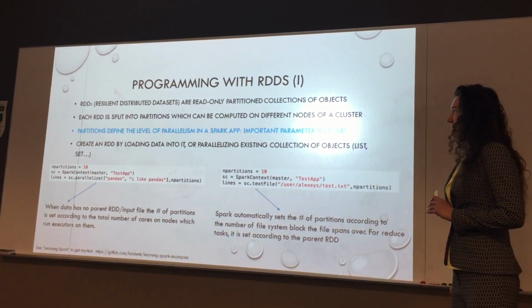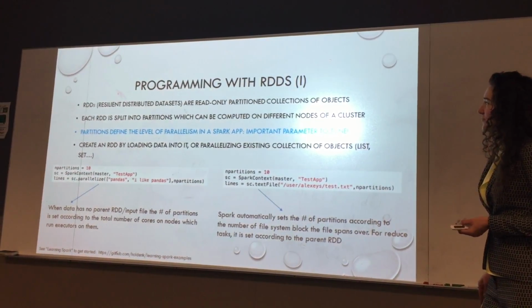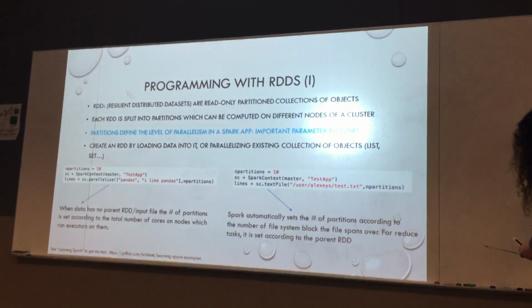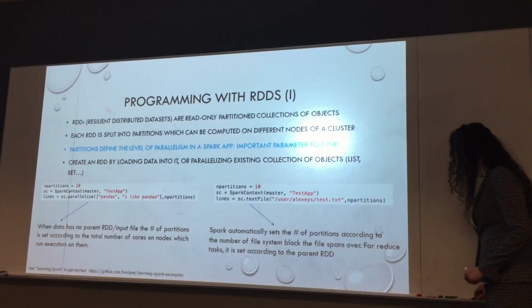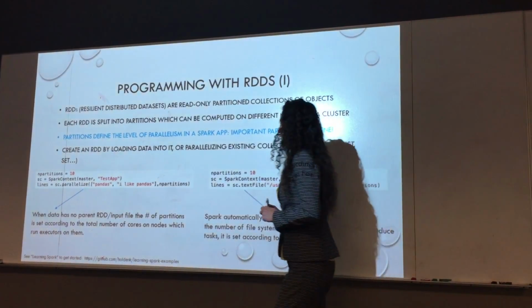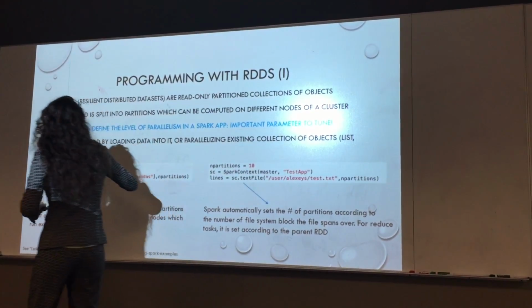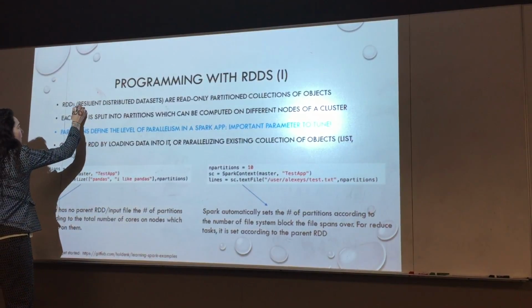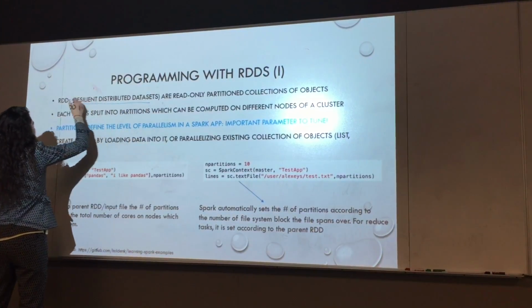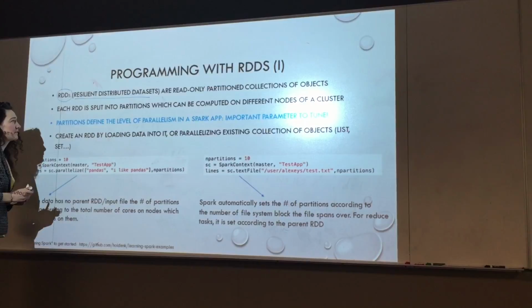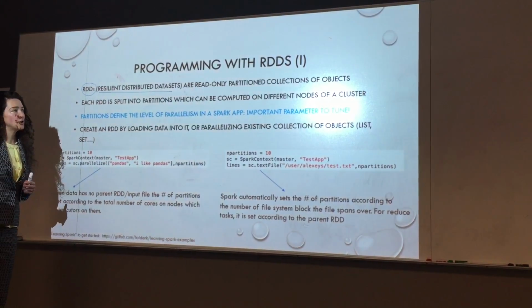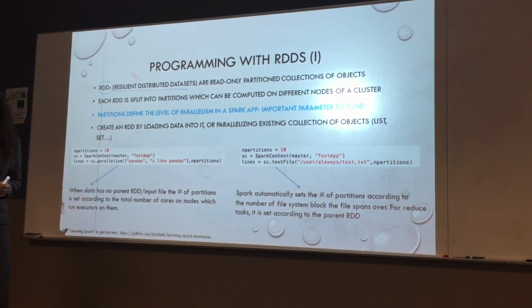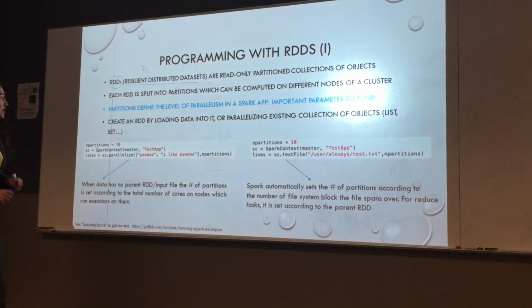And so, what are these resilient distributed data sets? We mentioned that Spark is pretty much built on these resilient distributed data sets, also called RDDs. So these are a collection of objects that are read-only. They can have partitions.